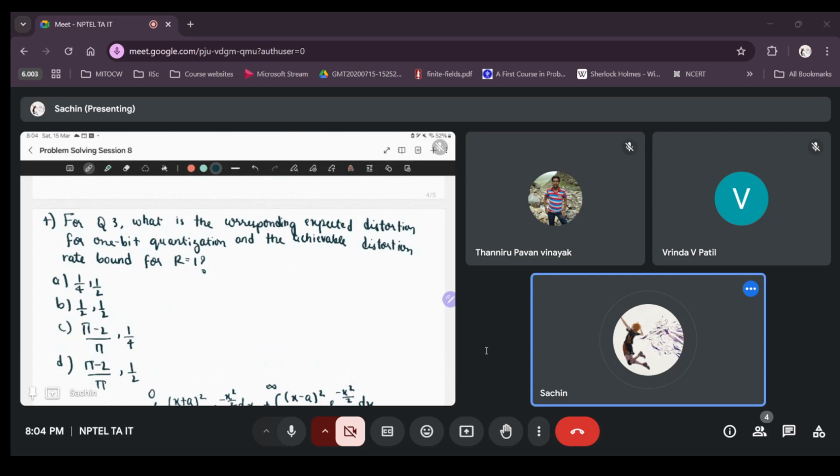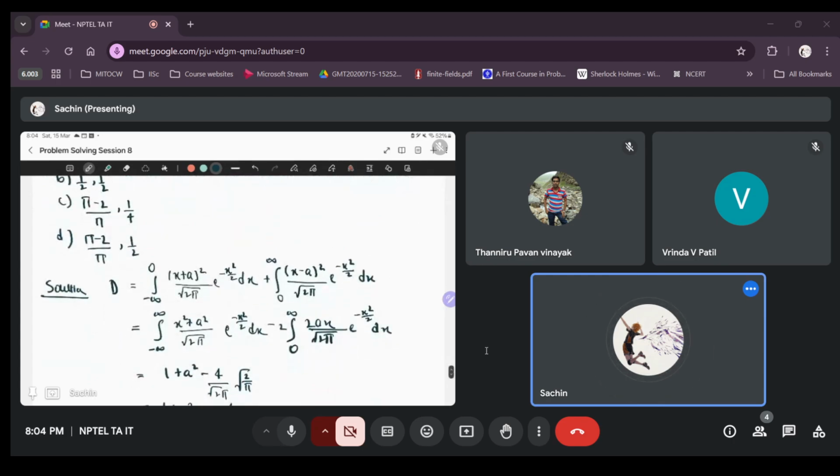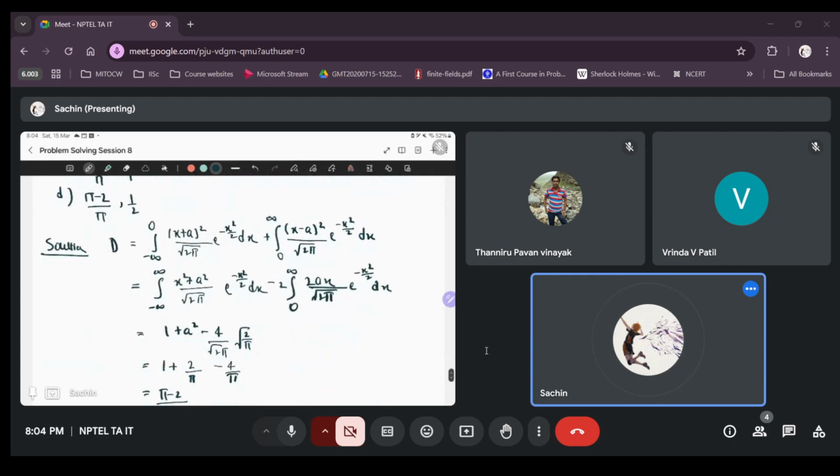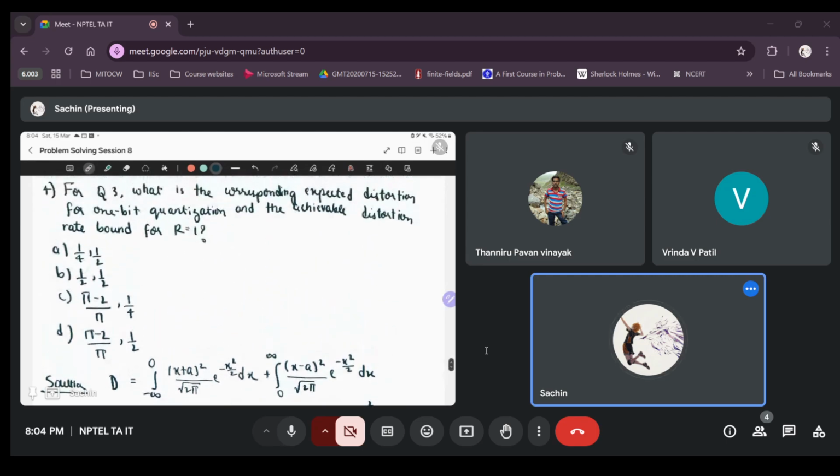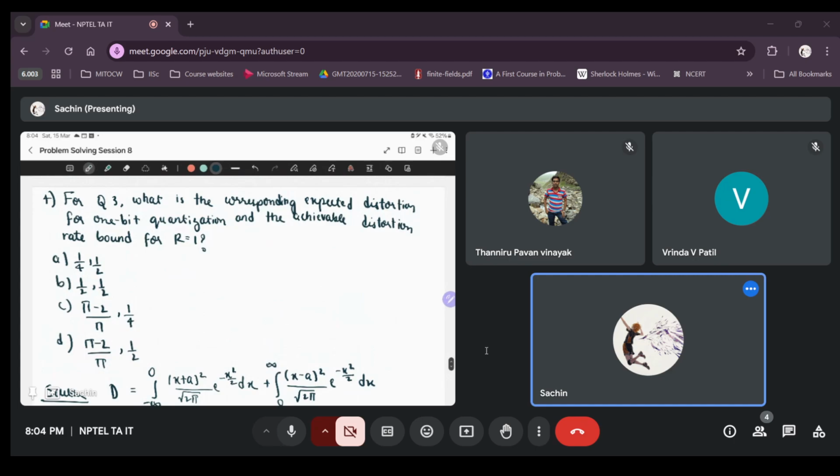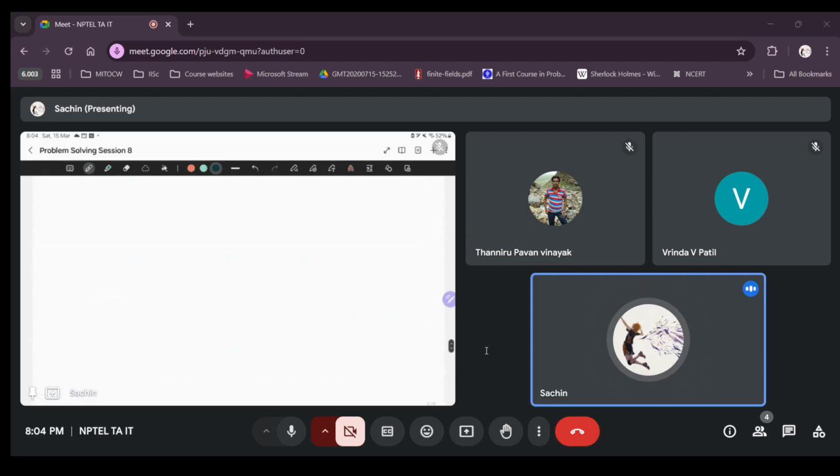So for 1 bit quantization, that's the expected distortion. So that's by using the reconstruction that I explained in the previous question.